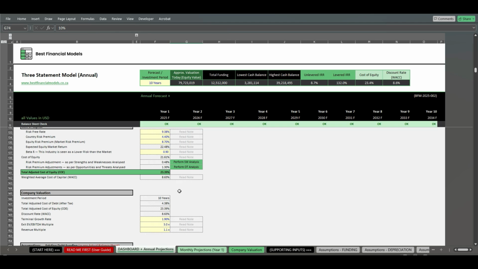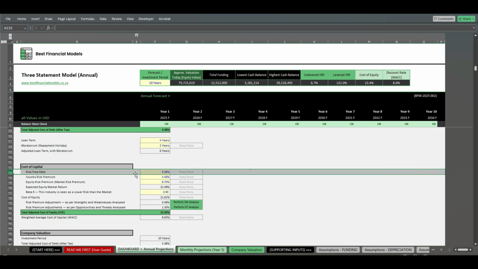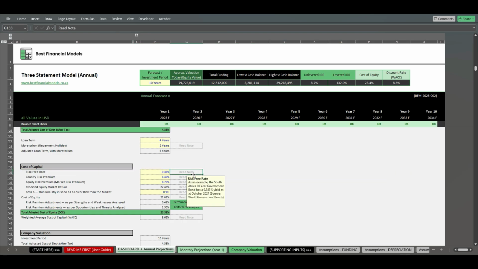Now, we do understand that not everybody has a very detailed understanding of valuations, and that is why we have, as a value-added service, included these read notes throughout the model to make it easier for people to, once they get to a term or a specific question, very easy for them to just click on the read note and see exactly what is required and what is meant by these various terms.